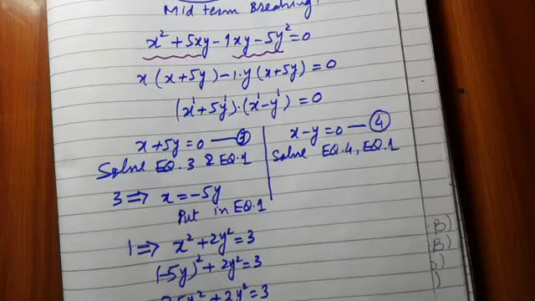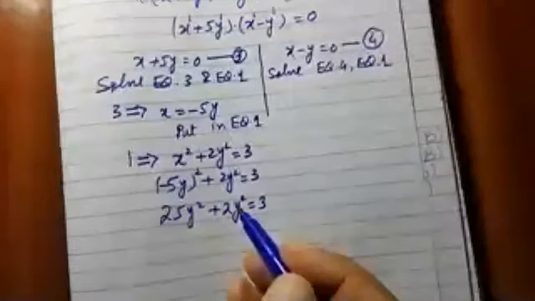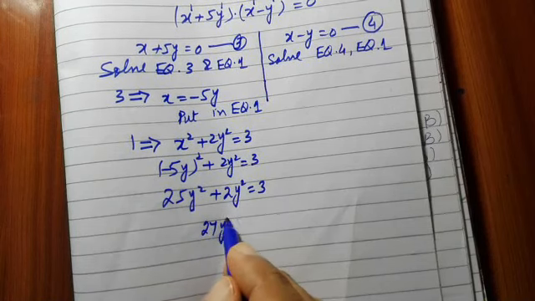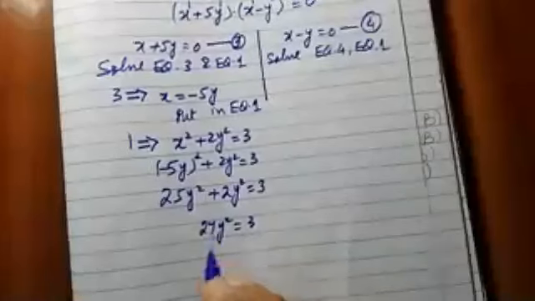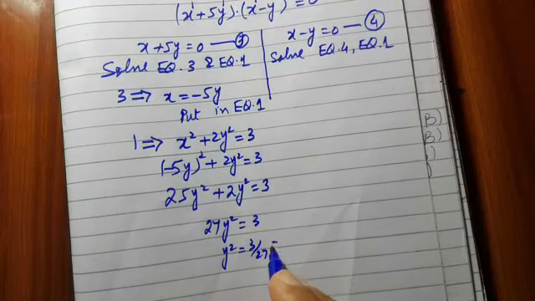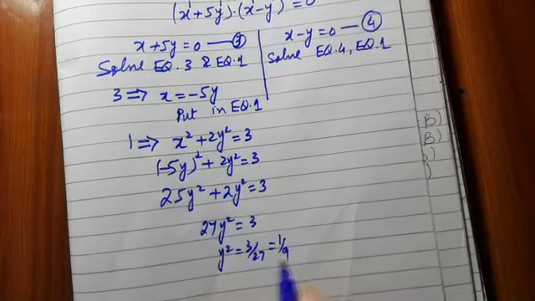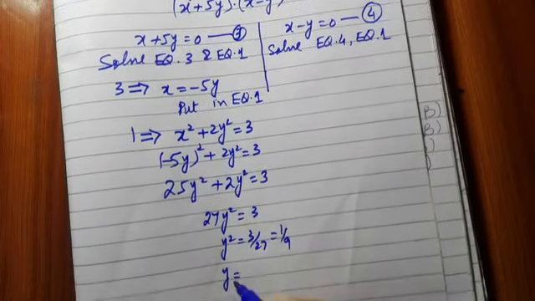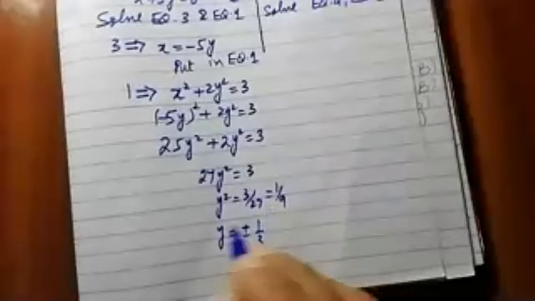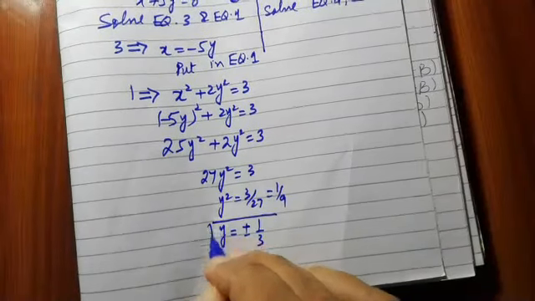So it will become 27y square equals to 3. And y square will become 3 by 27. Cancellation will generate 1 by 9. And y will become plus minus 1 by 3 because you will take the square root, so you will be getting two values of y.